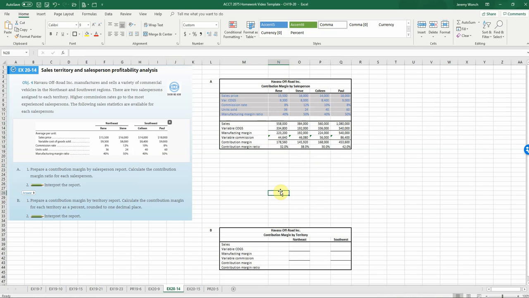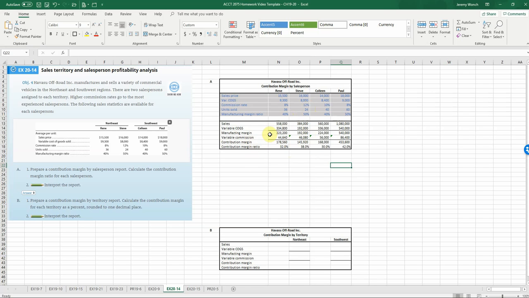All right, so it asks us to interpret the report. Here it looks like Paul has the highest contribution margin ratio, followed by Steve, then Renee, and Colleen. With Paul having the highest, that makes sense. He not only has the highest units sold, but he's also tied for the lowest commission, and, I guess, the second highest variable cost. But anyway, it shows that Steve is in second, and he actually has the highest commission rate.